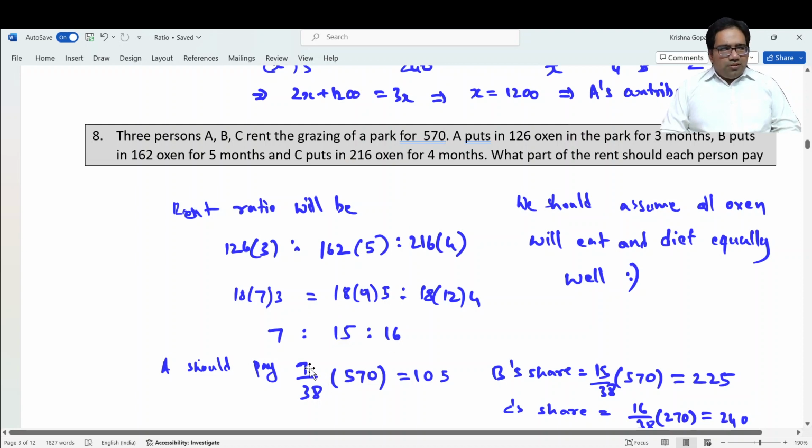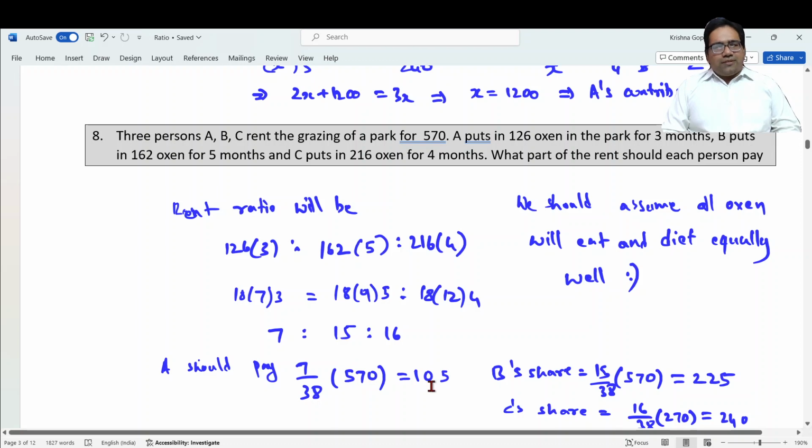Okay. So now what should A pay? A should pay 7 by 7 plus 15 plus 16. What is that? 38. 7 by 38 into 570. Right. So 19, so 37 goes here.